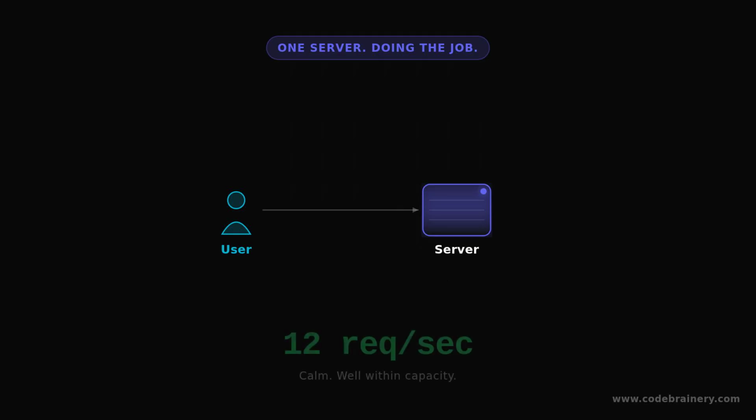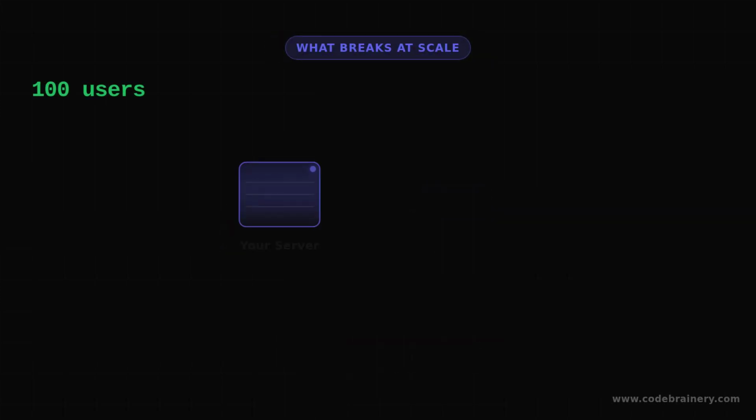When you have 10 users, this works fine. When you have 100 users, it still works. Your server is doing about 100 requests per second, which is well within what a normal server can handle. If you've ever built a side project and deployed it, this is what your setup looks like. One server, doing the job. But what happens when you go from 10 users to 10 million?